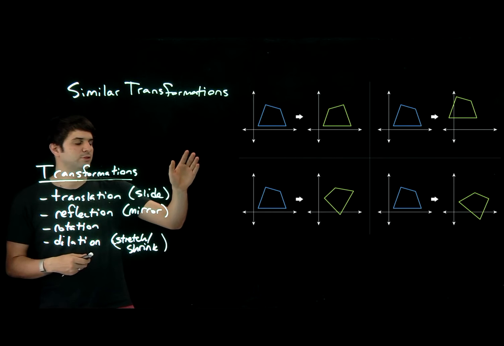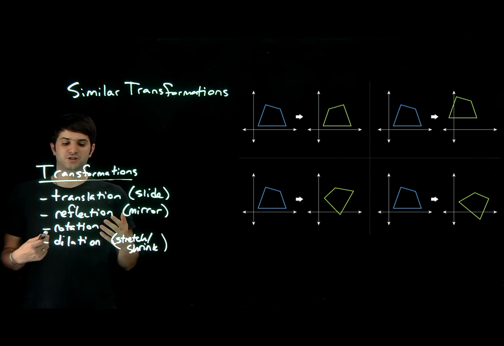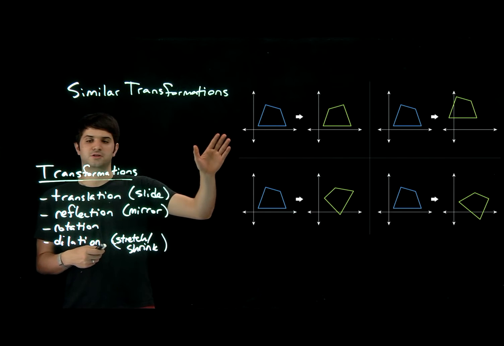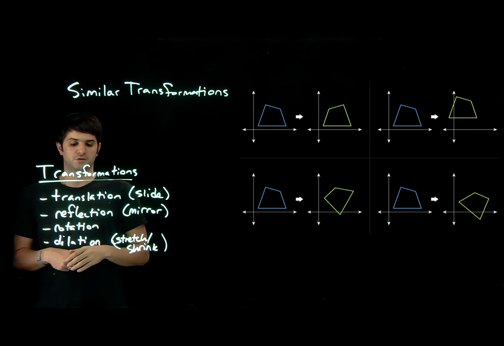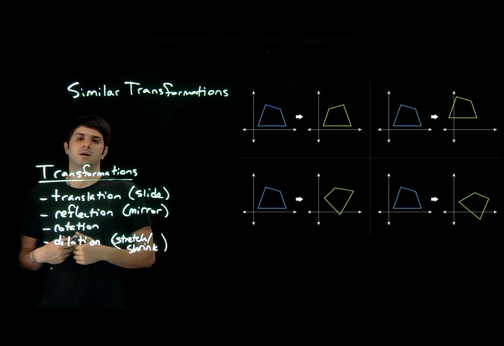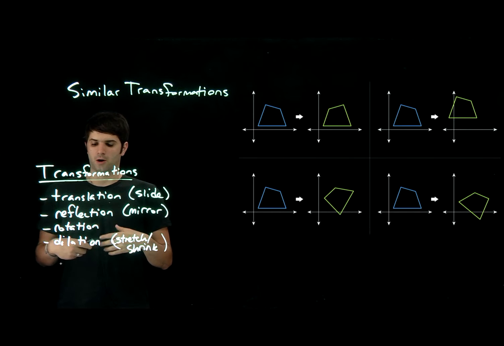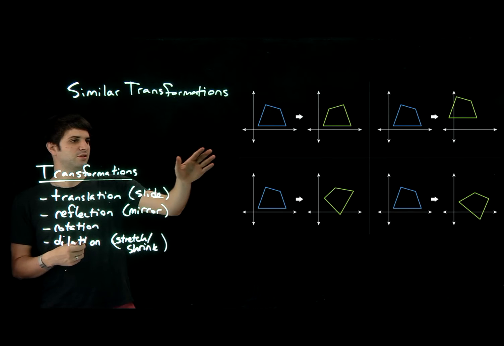So we have some images here. First here we have a reflection. Okay, so you can see this blue shape has been reflected and produced the green shape. So you can see the angles are all the same. The sides are all proportional. In fact, as I said, they're actually congruent. So that's just an example here.